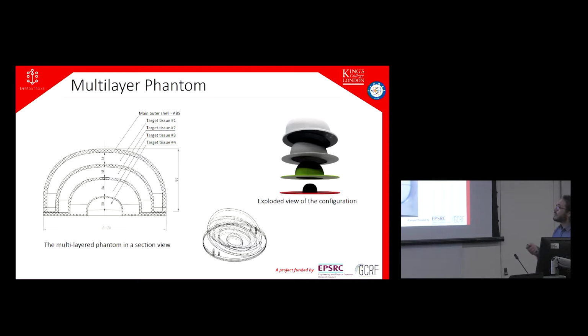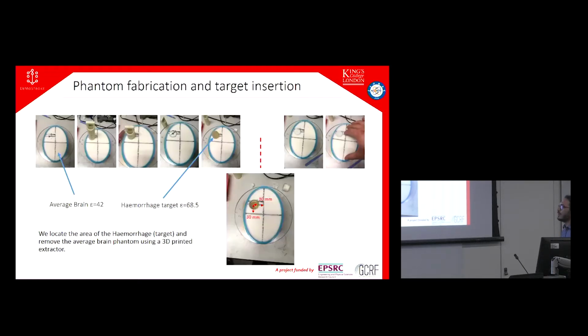And basically, here's the fabrication, how we managed to add the target, the insertion in the average brain. So the average brain has a permittivity of 42 as we fabricated it. And this is the white part inside the bigger ellipsoid. We have located the target at a distance of 30 by 30 from the center of it.